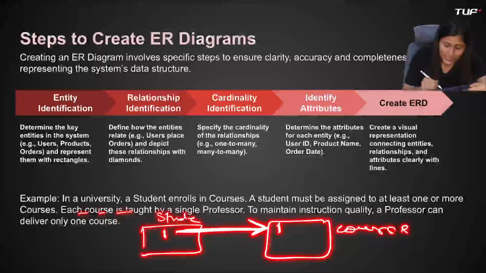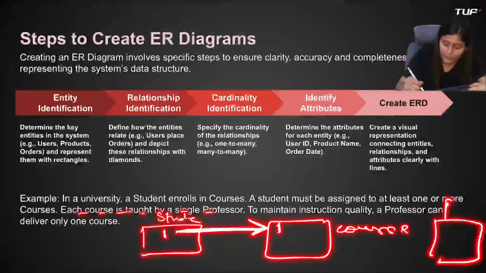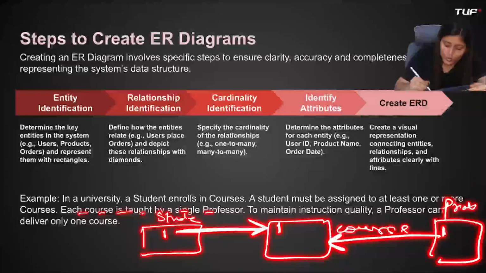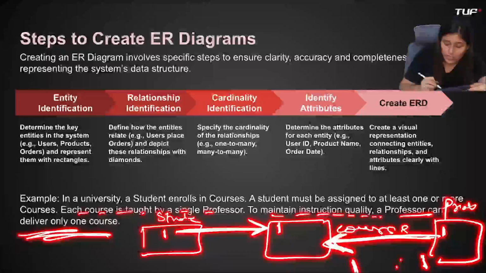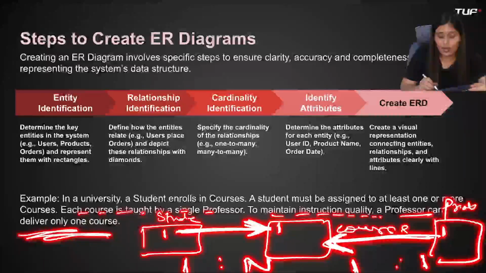And each course is taught by a single professor. So we will have a professor table also. And every professor should teach one course. To maintain the instruction quality, a professor can deliver only one course. So there is a one-to-one relationship here, and on the student side there can be one to multiple, but every student should enroll in at least one course. So it can be more also. So basically here it is a one to many relationship.